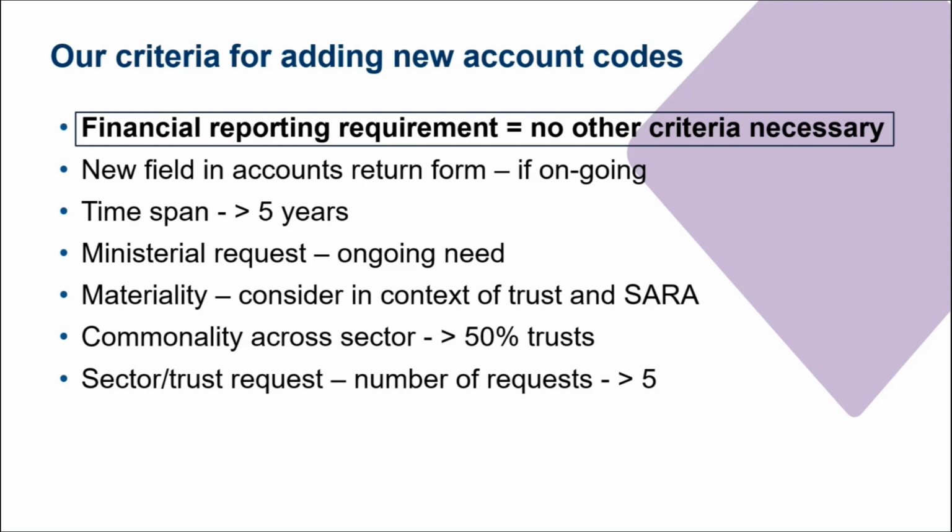The first thing is if it's a result of a new financial reporting requirement, or a new field in the accounts return, which is normally the result of a new financial reporting requirement. Then obviously, if there's no suitable account code already, we'd have to make sure that we set up a new account code so that when you do your returns, you've got that expenditure separated and ready to complete those fields. But there are also other, slightly more minor reasons why we would make changes.